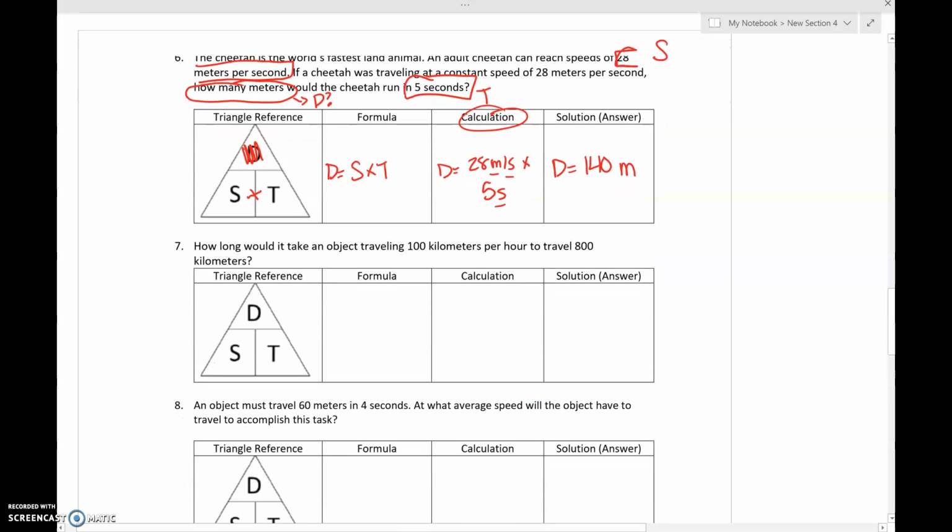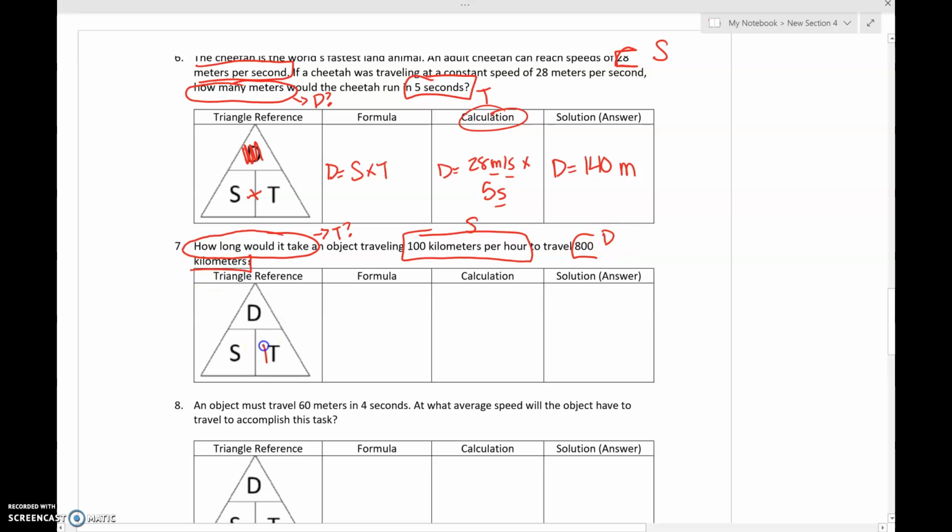All right, and our last one, number 7. So we start out with the question here, how long would it take? If you were to just look at how long, you might think that that's a distance, but when we read the entire question, how long would it take, we actually see here that this is a time. So we are looking for time. How long would it take an object traveling at 100 kilometers per hour, so here is our speed, to travel 800 kilometers? That is our distance.